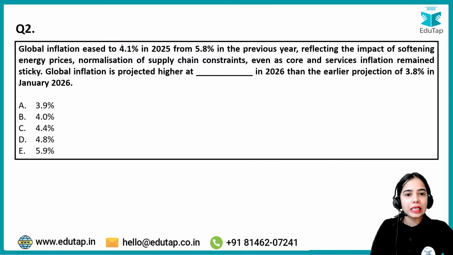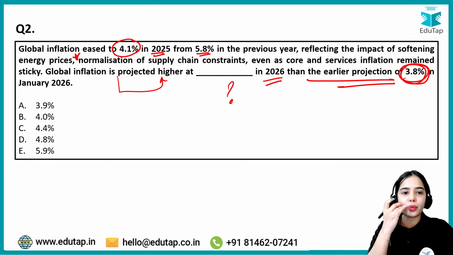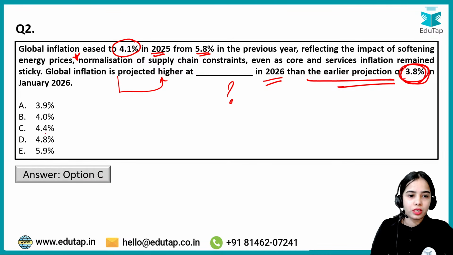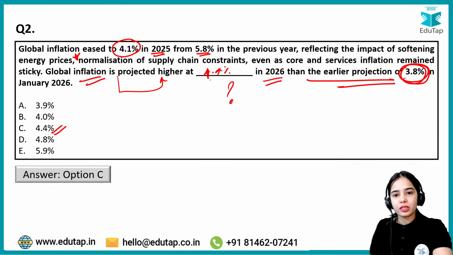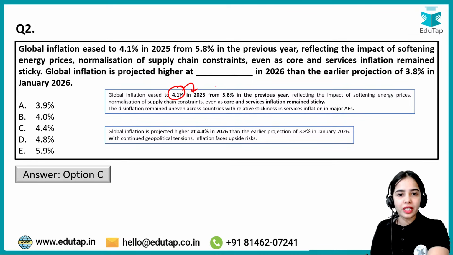Now, global inflation eased to 4.1% in 2025 from 5.8% in 2024, reflecting the impact of softening energy prices, normalization of supply chain constraints. Global inflation is projected higher at what percentage in 2026 than the earlier projection of 3.8% in January 2026. So I brought the questions from the most important points only. So here the projection is 4.4%. Very, very good. Yes, global inflation is projected at 4.4% for 2026. Okay. So 4.1% in 2025 from 5.8% of 2024, 4.4% in 2026.